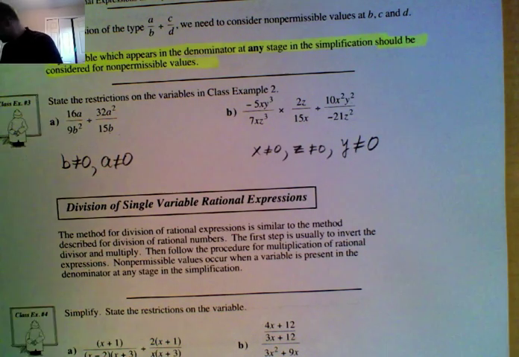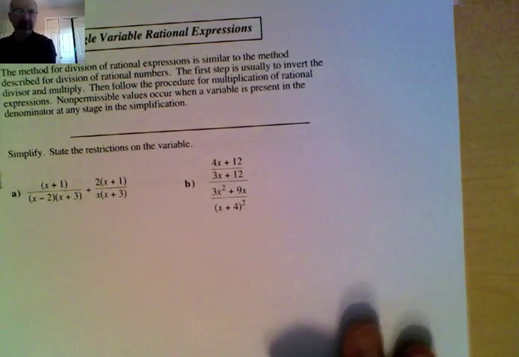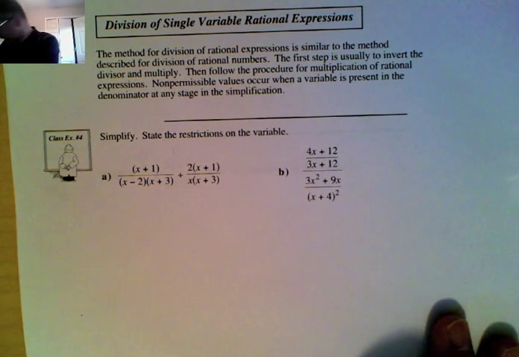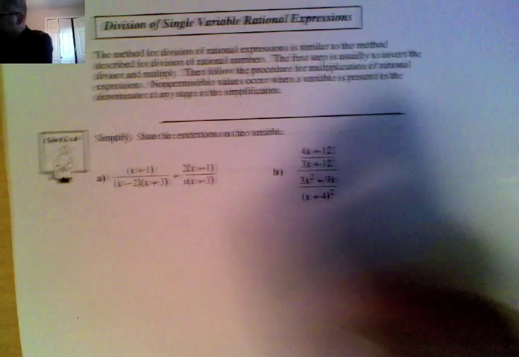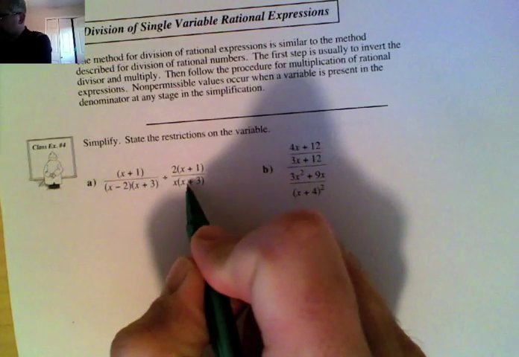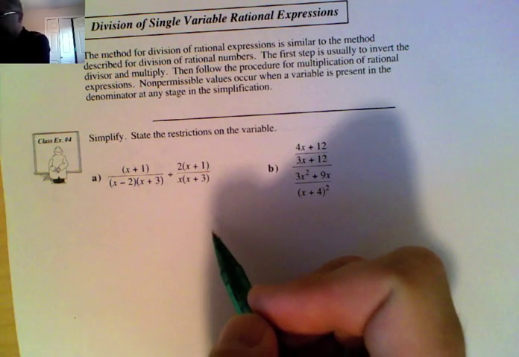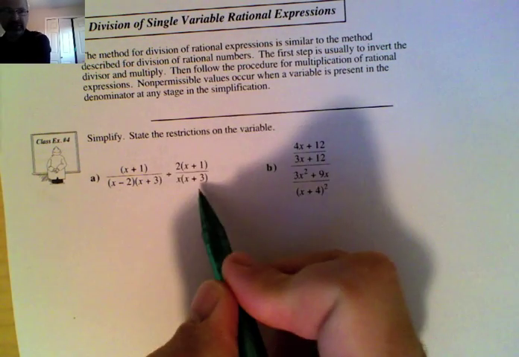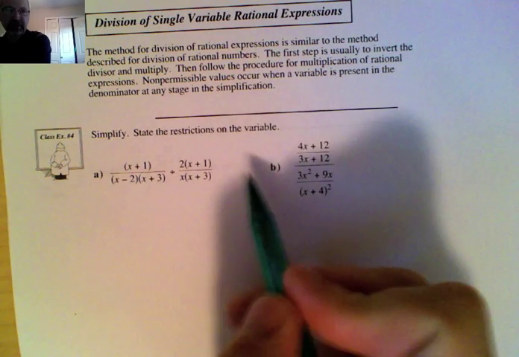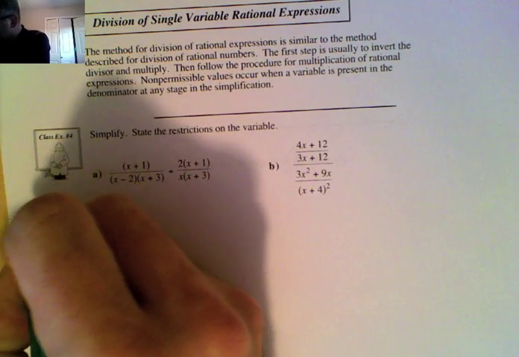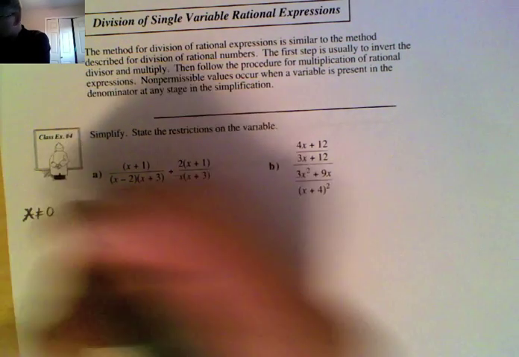Okay, so we're going to take this and apply it to solving some questions. They want us to simplify some of these questions and state the restrictions. So the first thing I'm going to do is look at the numerators and denominators and see if they need factoring. In this first example, none of these need factoring. They're already factored. So the second thing that I'm going to do is state the restrictions.